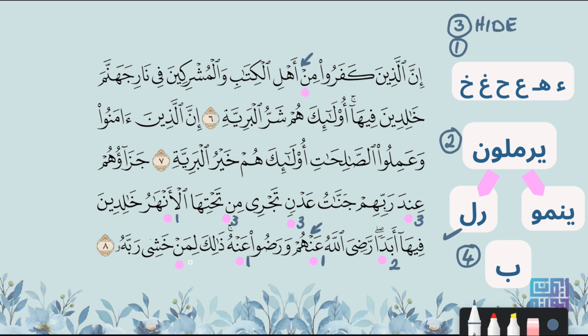And then the last one, liman. Again, the minute you see this sukoon sign, this means that this is izhar. Liman khashiya. Liman khashiya. Okay, very good.